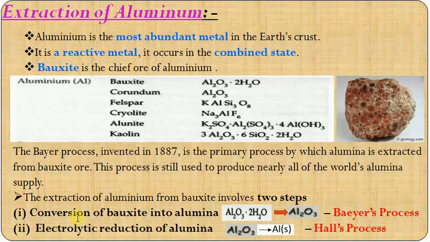As I told you earlier, the extraction of aluminium from bauxite involves two important steps. The conversion of bauxite into alumina, which is nothing but Bayer's process. Al2O3.2H2O gives Al2O3. So the conversion of these steps we call Bayer's process. The next process, electrolytic reduction of alumina. When I talk about reduction, we are removing oxygen. So when we remove oxygen from aluminium oxide, we get aluminium, which we do electrolytically, which we call Hall's process.